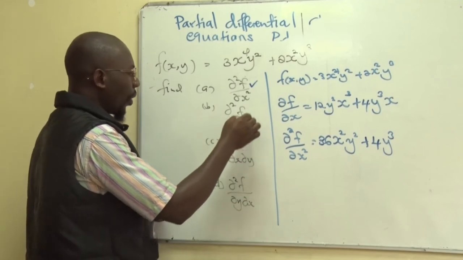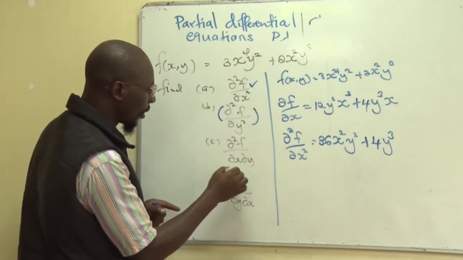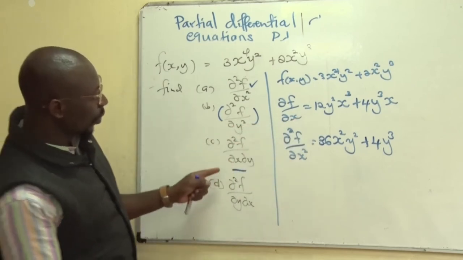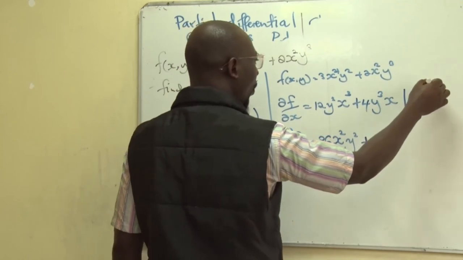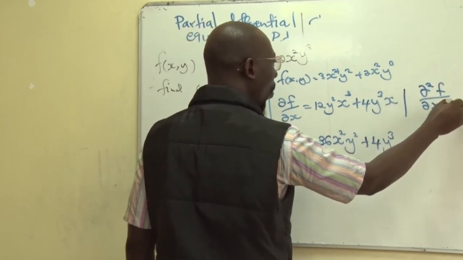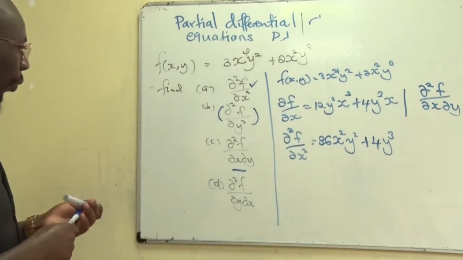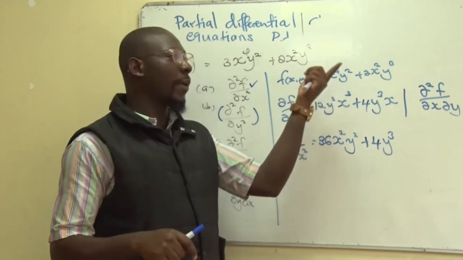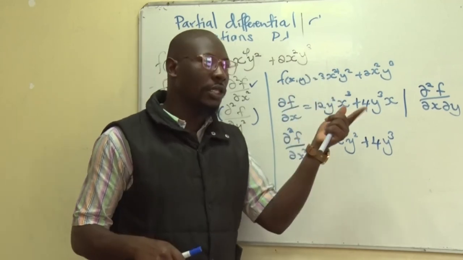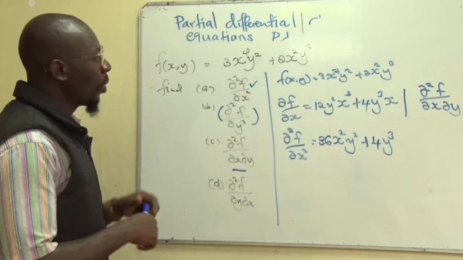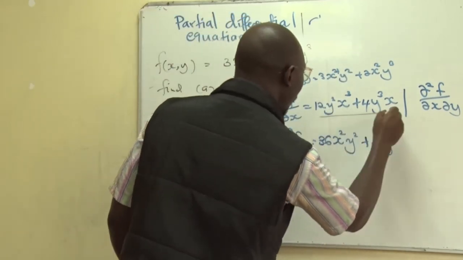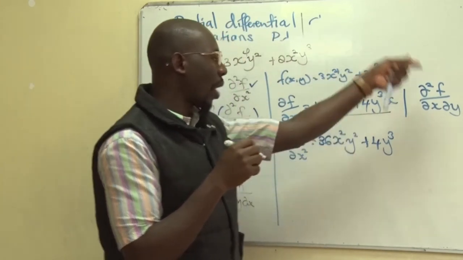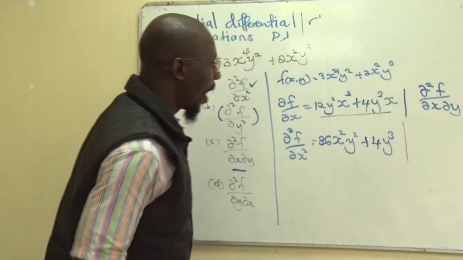Then we can skip B. Let's solve C first, because part of this solution is here. So C, we are told to get d squared f over dx dy. What this means is that you first differentiate function f with respect to y, then the derivative you found, you differentiate it again with respect to x. So we first, the derivative of the function with respect to x is this one. So you differentiate this again with respect to y for you to get d squared f over dx dy.